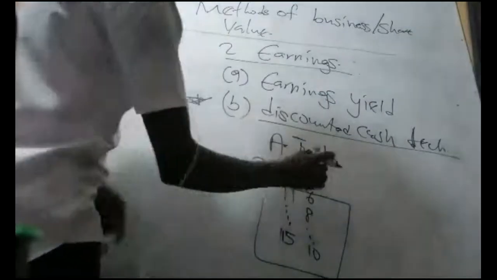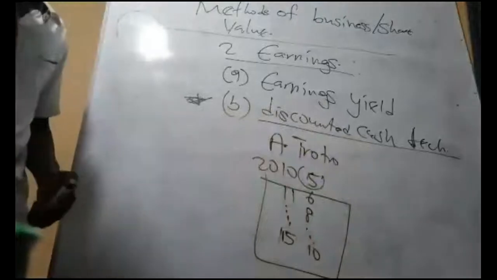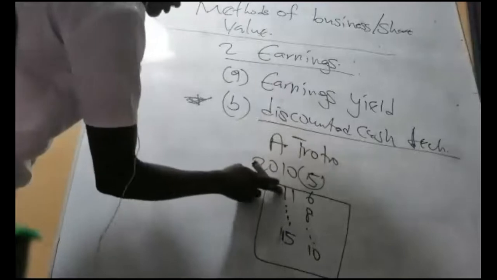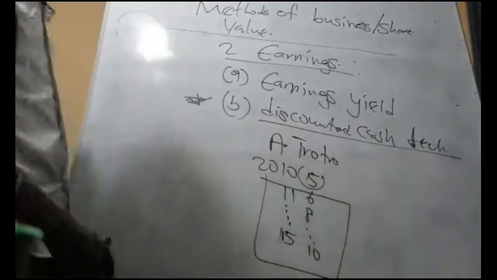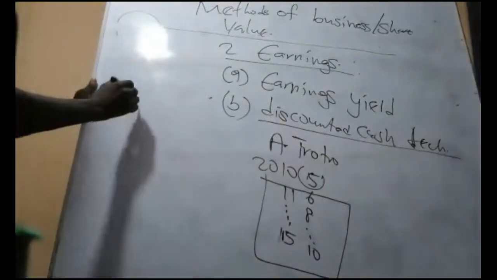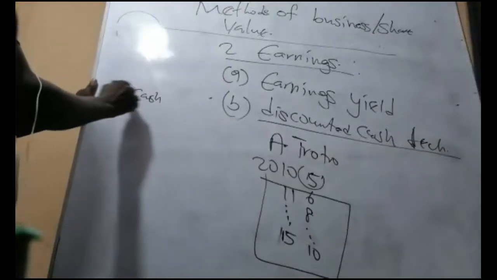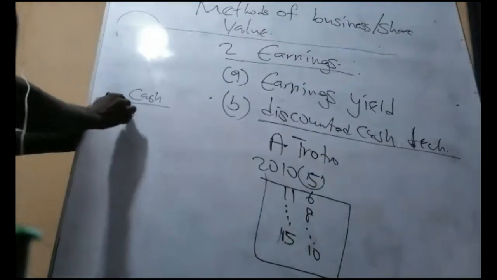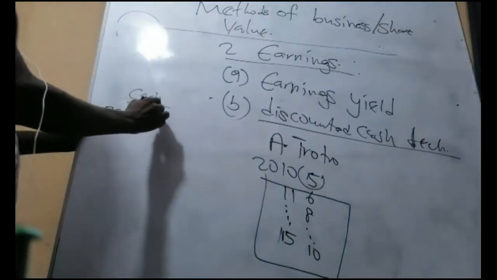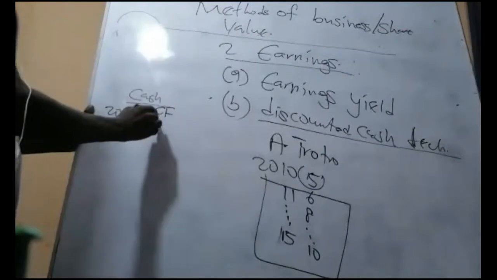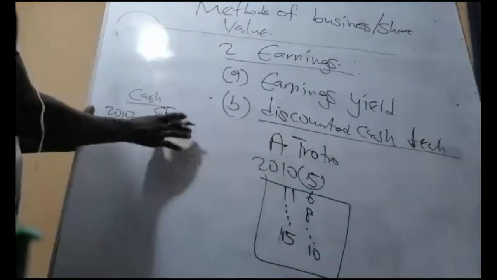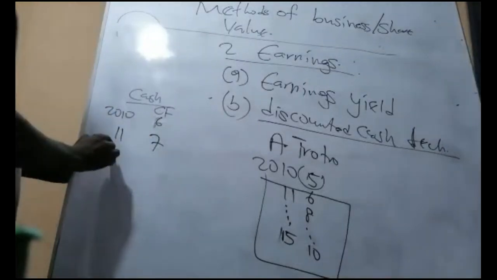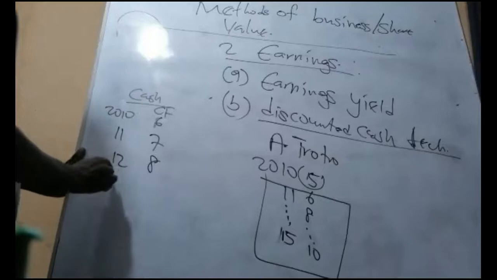So these are the cash flows that I'll get. Let me even give you real ones. So 2011, 2012, 2013, 2014. Assuming that these are the cash flows that the trotro business will generate for us. So 2010, they have already generated 10,000 Ghana cedis. This is the cash flow. 2010, let's say 5, 6 cedis. 2011, they will generate 7. 2012, they will generate 8 cedis for us.